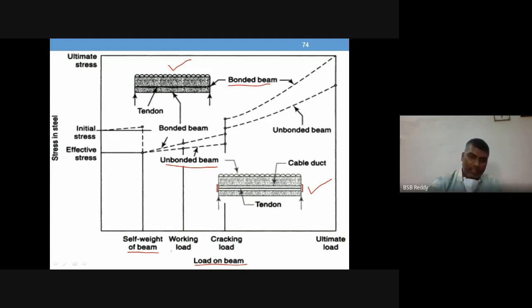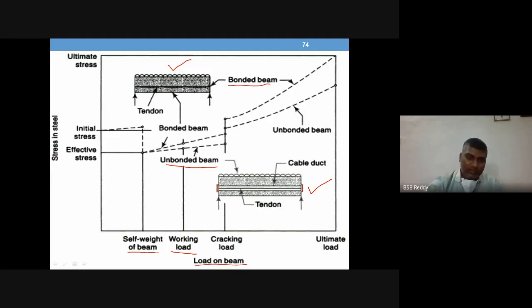Then we have a stage where the member is in service, having loads, so we call this stage the service stage, at service. So at transfer and then at service, the beam is placed in position in a structure and it is taking the service loads, right?